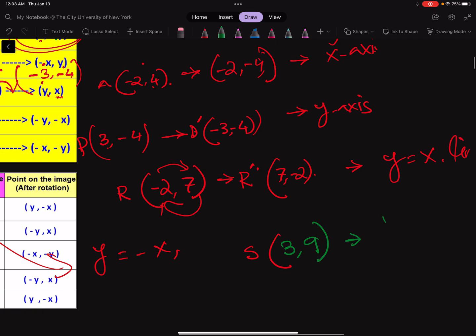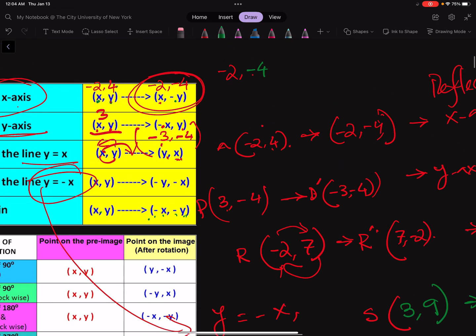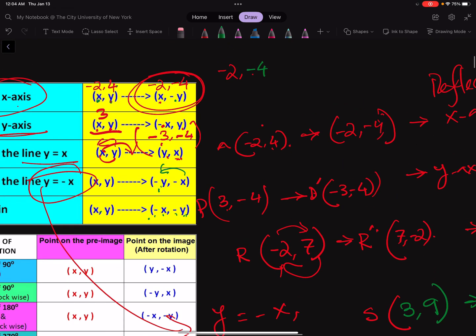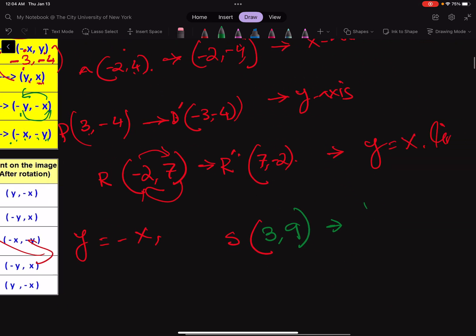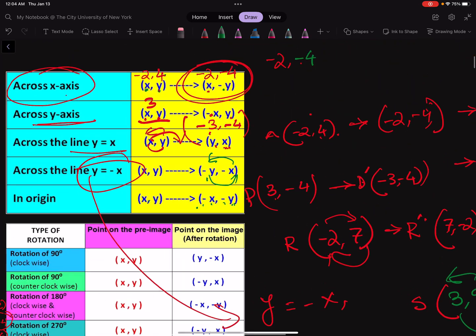Once it's reflected, what happens according to the rule? Oh no, sorry, this one: x and y switch, and they change their sign. So first flip them: 9 goes here, 3 goes here, and they change their sign. Remember that if it is negative, it changes to positive, and if it is positive, it changes to negative. So this is all about reflection.